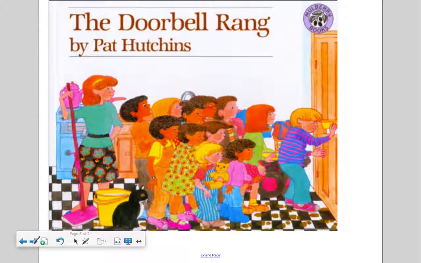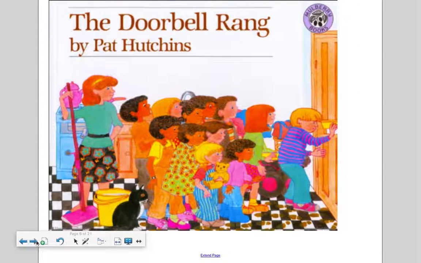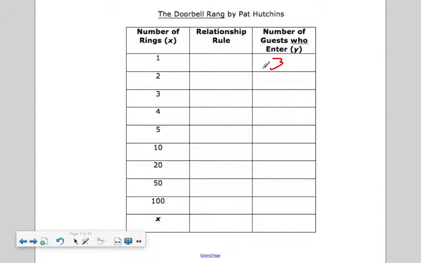So we're going to read a story called "The Doorbell Rang." In this story, you have 2 kids, and this is the mother. She is a very generous woman. She allows her children's friends to come visit to partake in cookies. So the kids are about to eat cookies. Then all of a sudden the doorbell rang. Entered 3 kids. And then they looked at their cookies and said, okay, let's share.